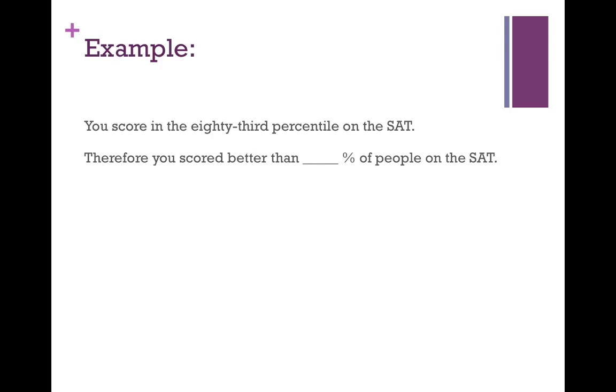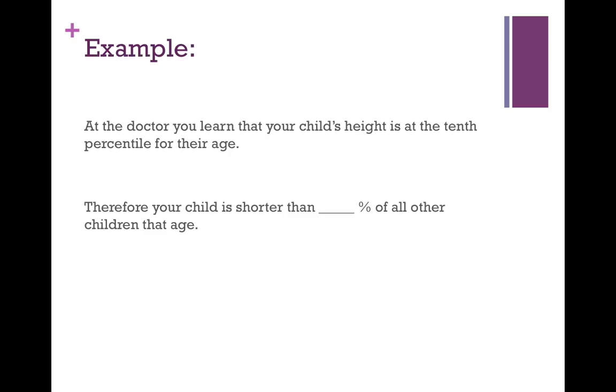So let's see if we can fill in this blank. Therefore, you scored better than what percent of people in the SAT? So I scored better than 83% of the people because those 83% were below me. Let's look at another example. At the doctor, you learn that your child's height is at the 10th percentile for their age. That means 10% of the children are shorter than your child, and 90% are taller than your child.